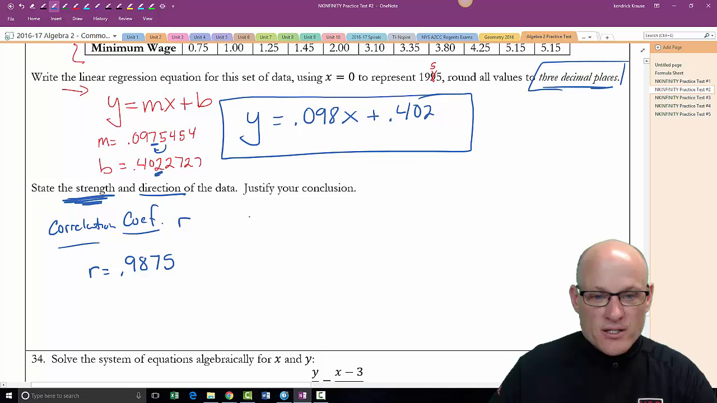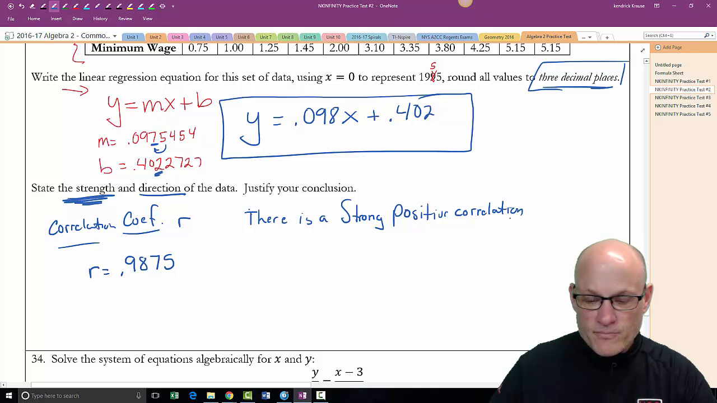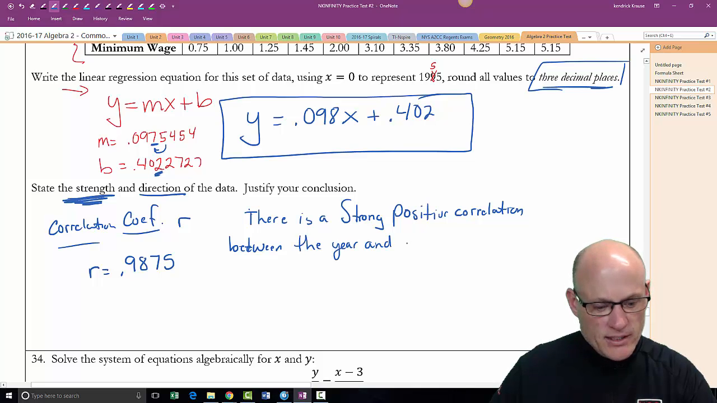Now, because that is positive, and direction, it's positive. I would just state it this way: there is a strong, that's the strength, positive correlation, I always misspell this, correlation between the year and wage.